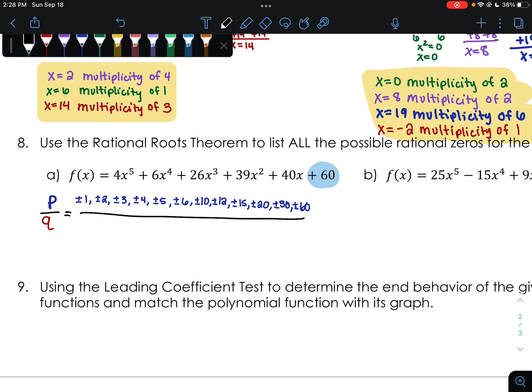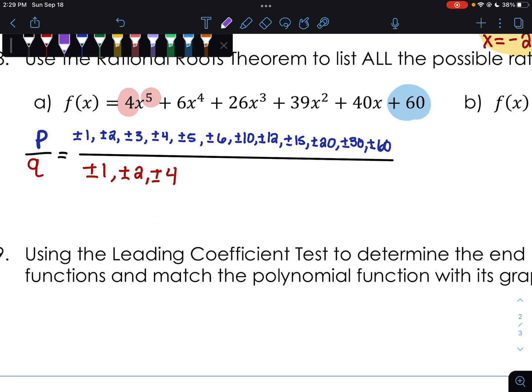Now we're going to divide all those numbers by the leading coefficient factors. My leading coefficient goes with the highest degree. So my highest degree is 5. It's the number in front of that. So that is 4. Okay, so now we're going to divide each of them. So I'm going to start by dividing every single number up top by 1. So here we go. We have 1 divided by 1, which gives us plus or minus 1.